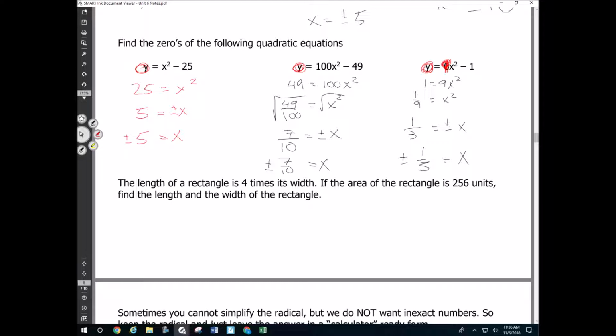The length of a rectangle is 4 times the width. If the area of the rectangle is 256 units, find the length and the width of the rectangle.